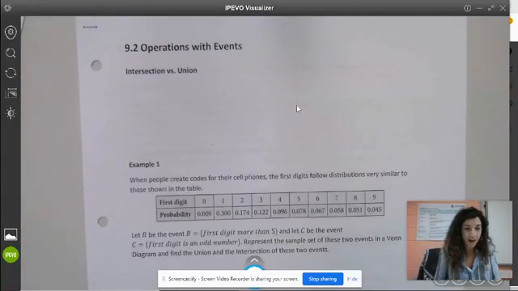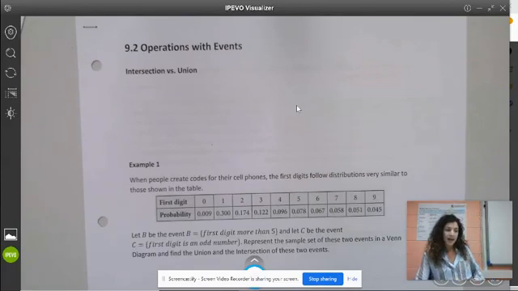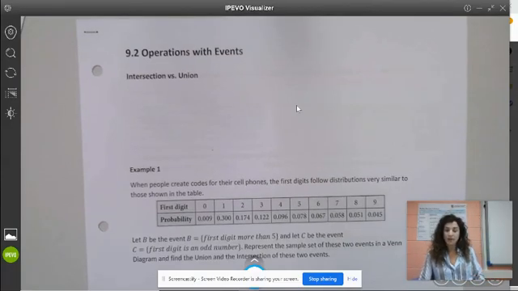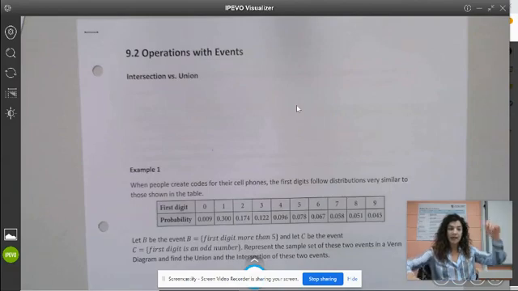Hello. We are moving on with our chapter 9 lessons today. We are starting up 9.2, which is kind of where things get a little bit more complicated, where we start to have operations. Operations meaning like plus, minus, multiply, divide, those types of operations that go into probability.